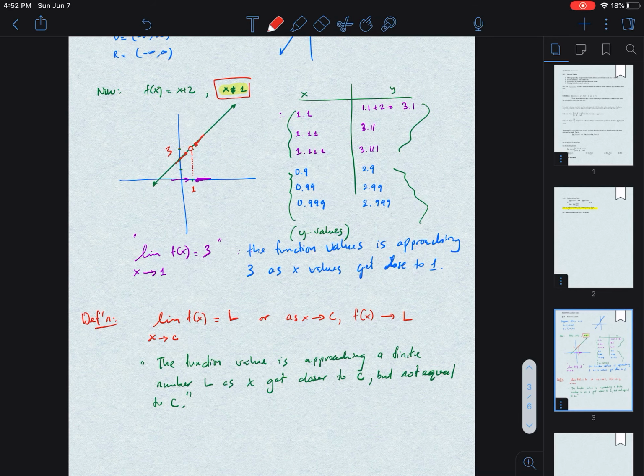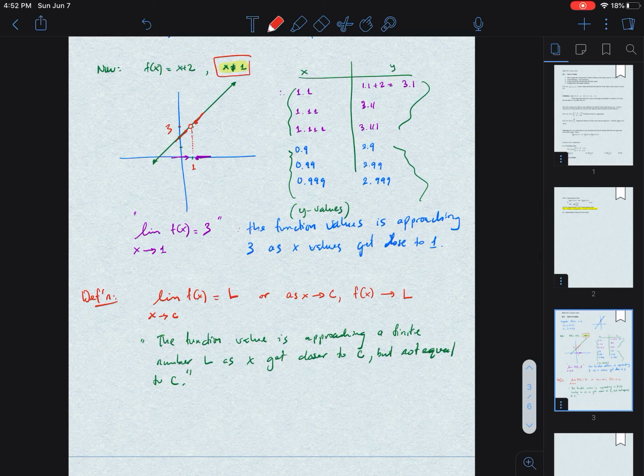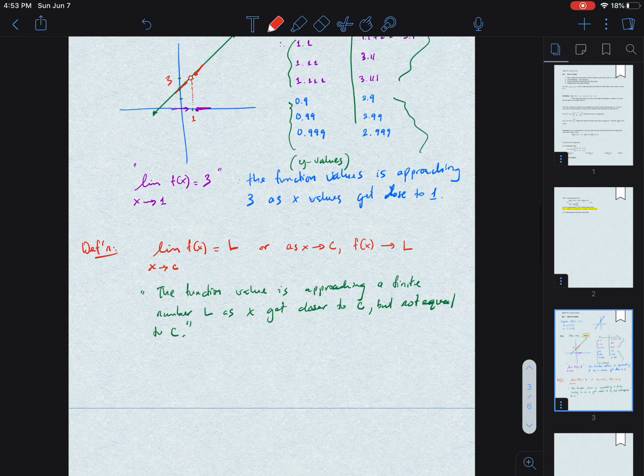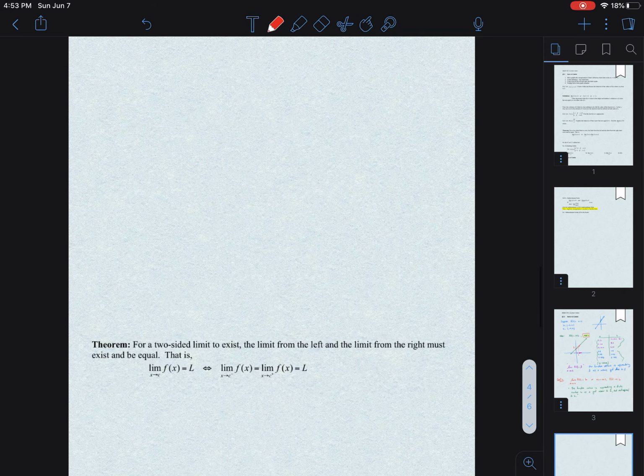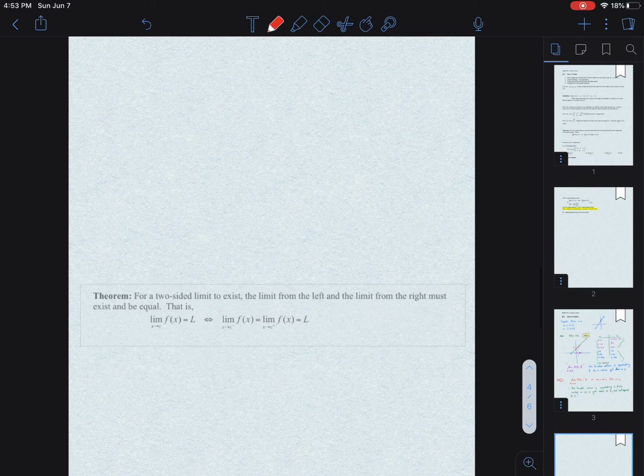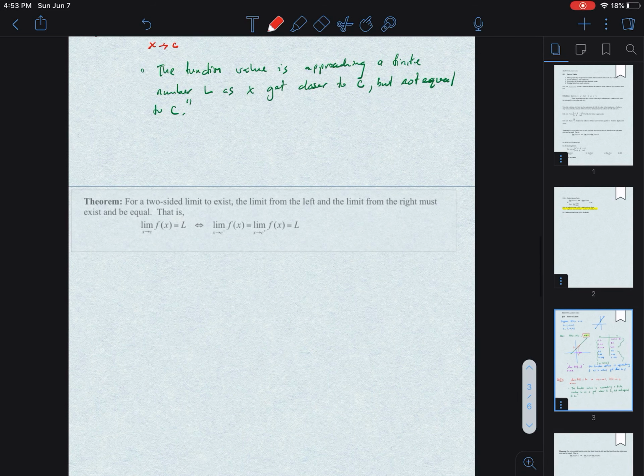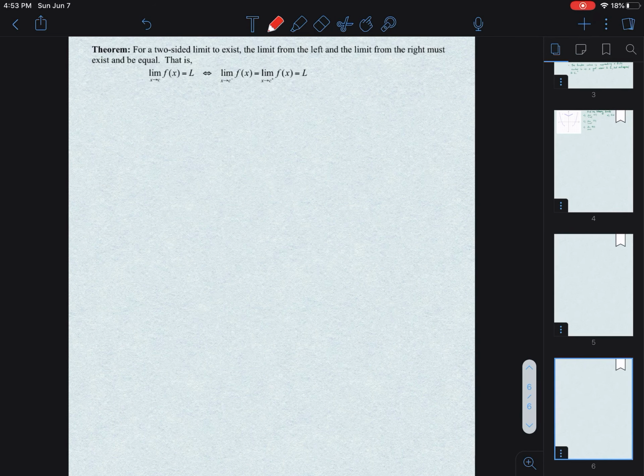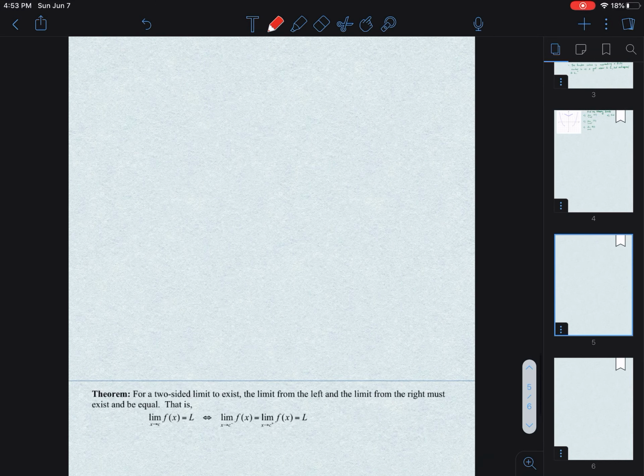It turns out that we have scenarios where the limit may not exist because we have a discrepancy between the left and the right side limit. So we need to introduce a theorem. Where's my theorem here? Let me put this up.